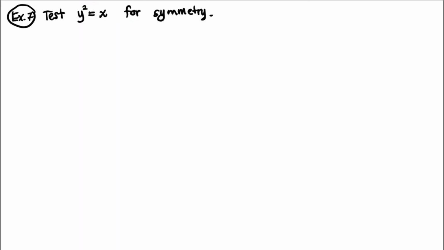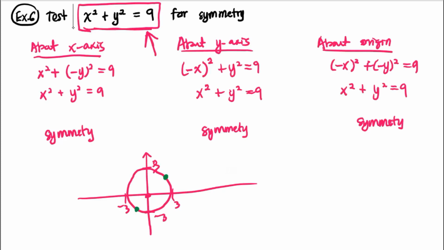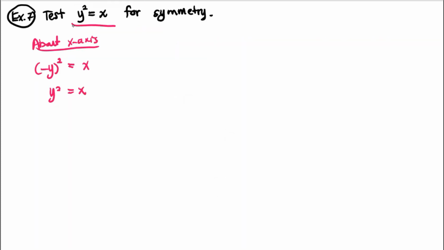Right, now we need to test this graph for symmetry. So this equation is for the symmetry. Suppose we want to test about the x-axis, so we will replace y with negative y, so we have negative y squared, which will become y squared, which is equal to x. It is going back to the original equation here, therefore it is symmetry about the x-axis. But what about the y-axis?